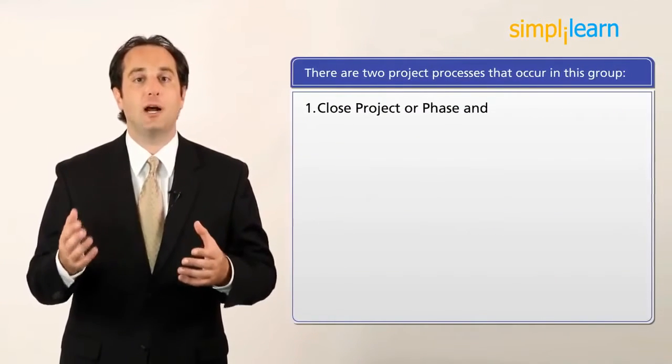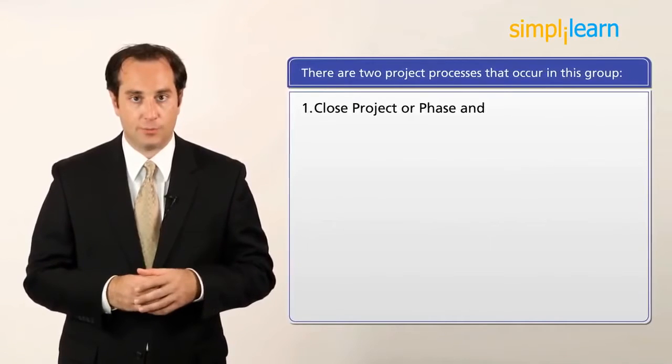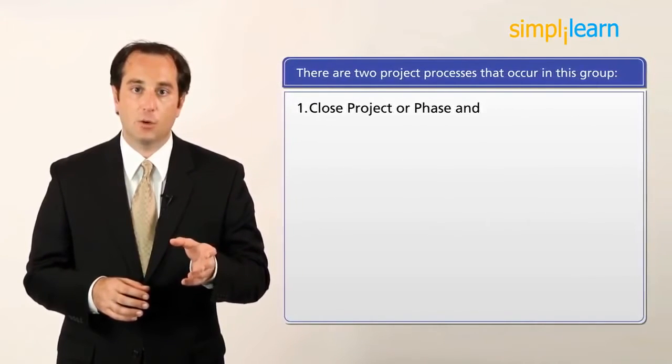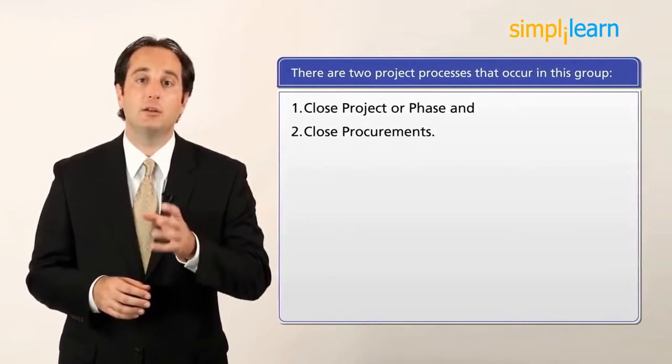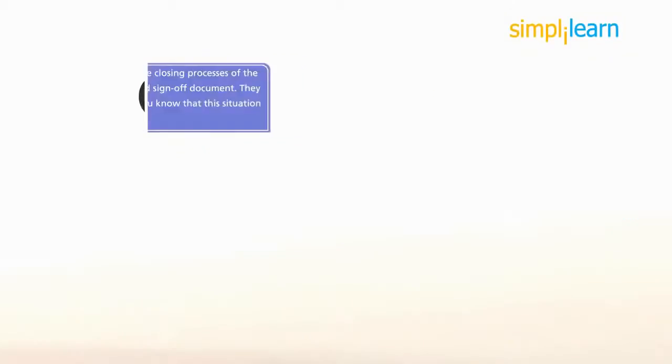There are 2 project processes that occur in this group: close project, or phase, and close procurements. When closing the project, it is important to obtain acceptance by the customer or sponsor, conduct a post-project review, update organizational process assets, document lessons learned, archive relevant project documents, close out procurement activities, and perform team assessments.